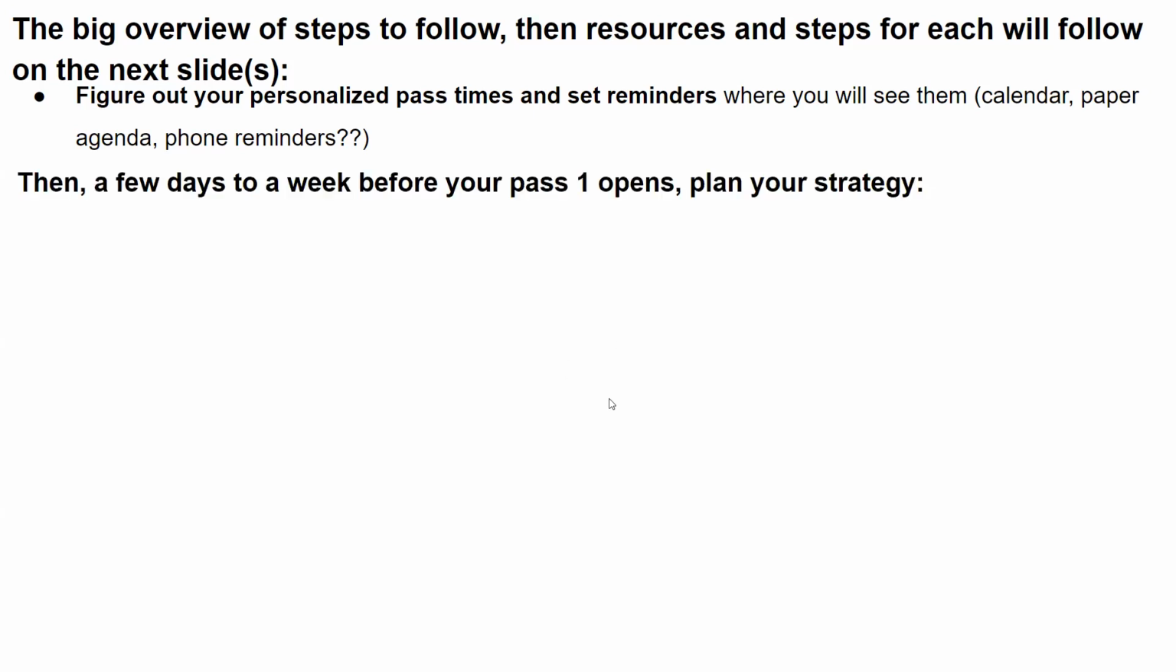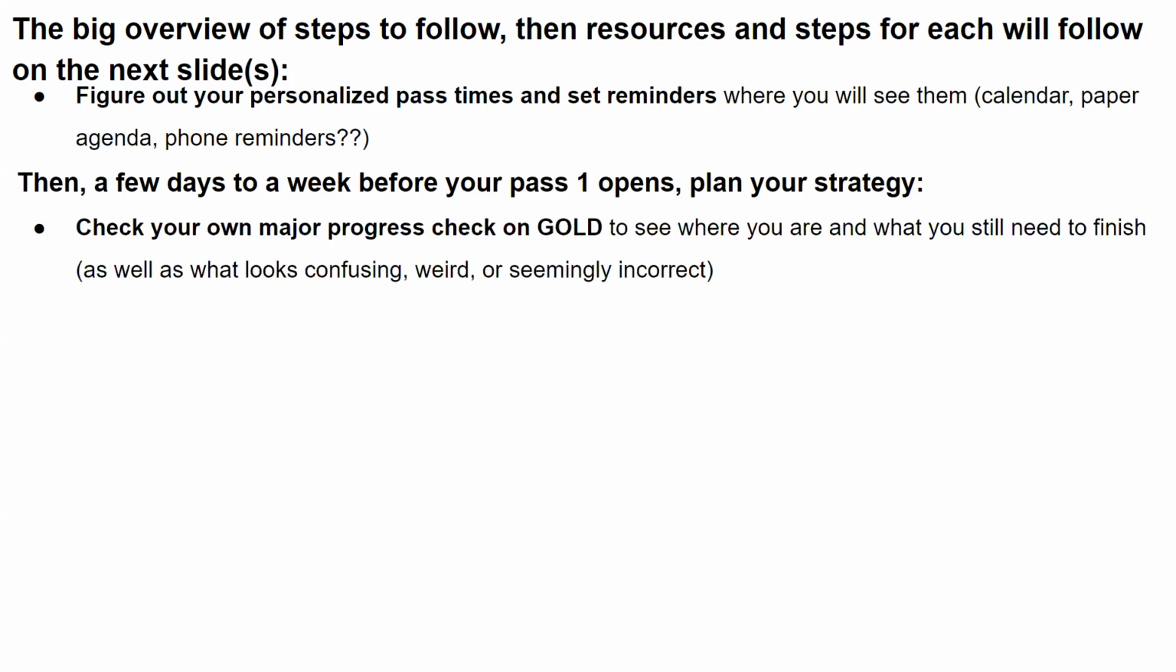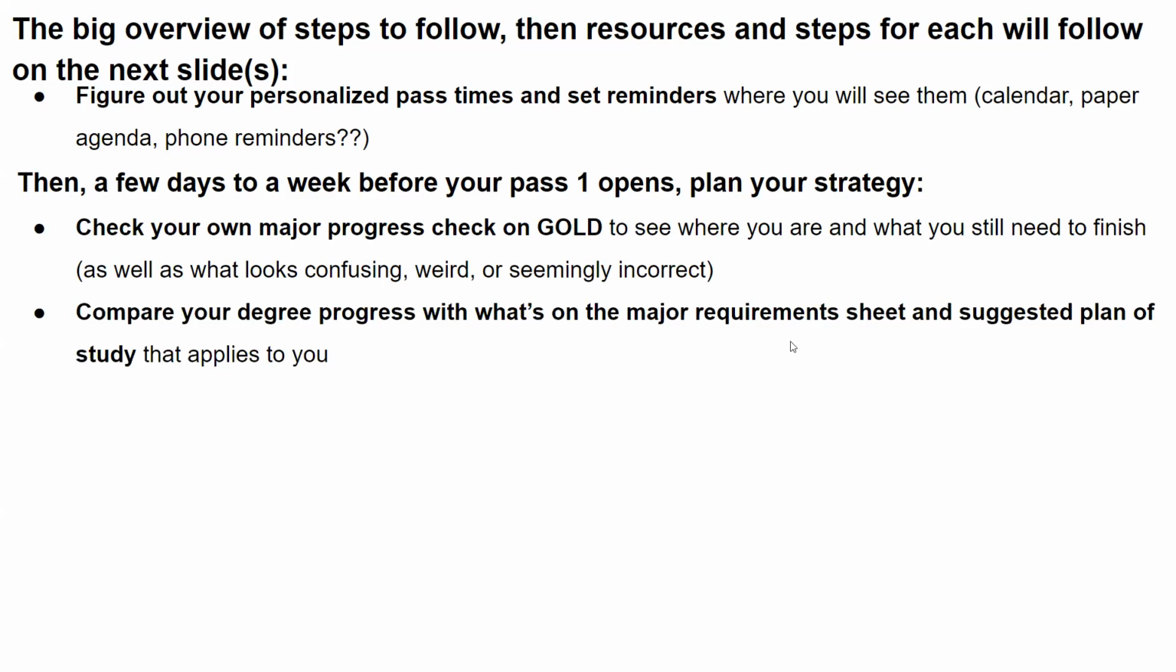Then a few days to a week before your Pass 1 opens, you're going to plan your strategy. You are going to check your own major progress check on GOLD just to see where you are, what classes you have completed, what you still need to finish. And this is also the moment where you can reach out to us if something looks really confusing, or you feel like you did something that it says you didn't, or you're just not sure where you're standing. But that is when you're going to want to start making that strategy.